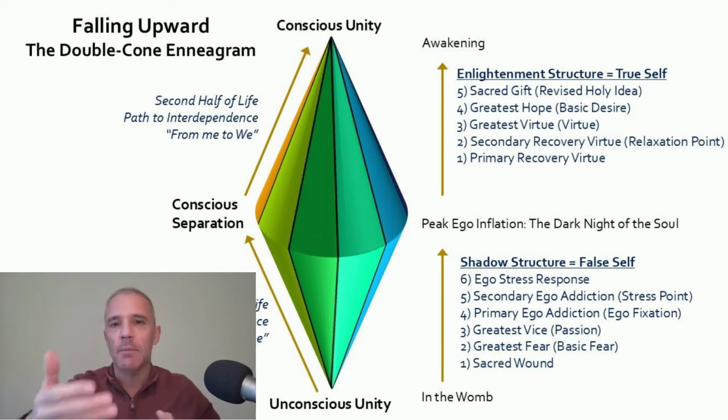You can see it in parallel to the shadow structure. It's worth just sitting with this graph for a few minutes and absorbing it and looking at it. But again, let's jump into each of the 9 Enneagram types, look at the enlightenment structure by type.